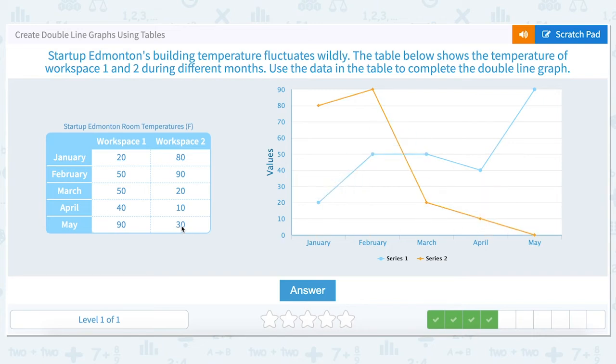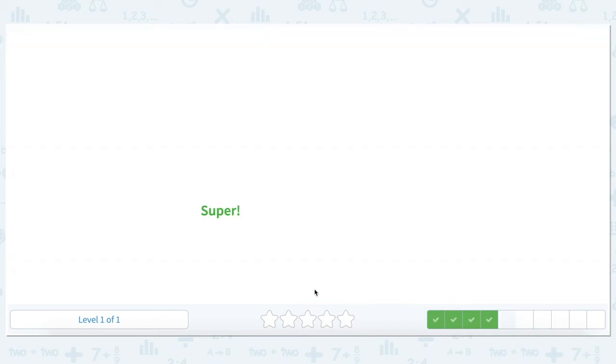And the final temperature in May was 30 degrees Fahrenheit in Workspace 2. Let's go to May. We'll travel up the y-axis until we reach 30 degrees Fahrenheit and plot a point. Now let's answer the question.